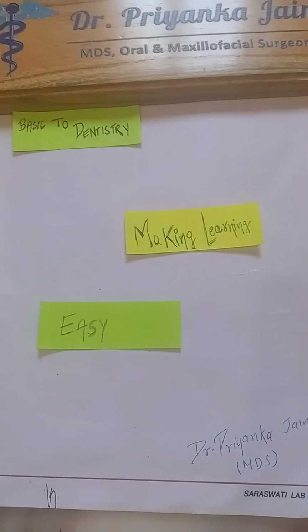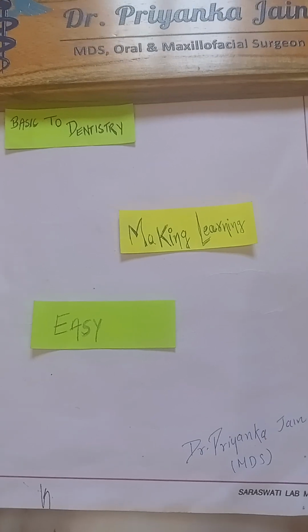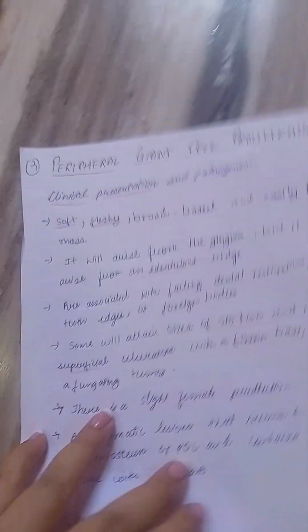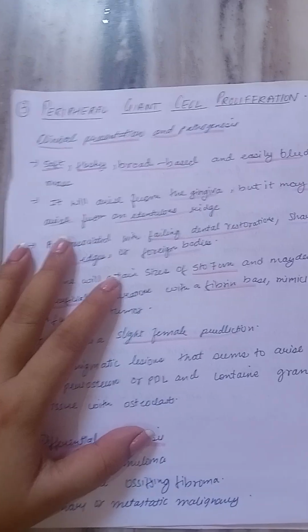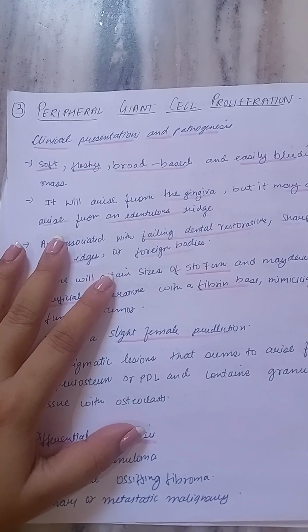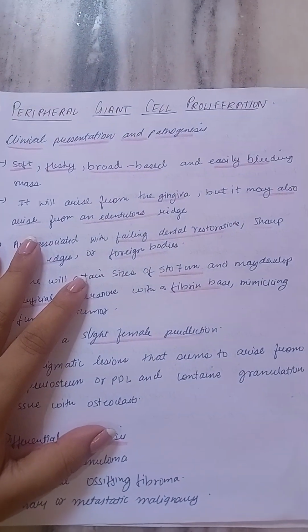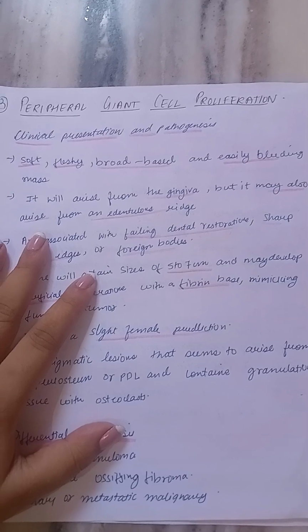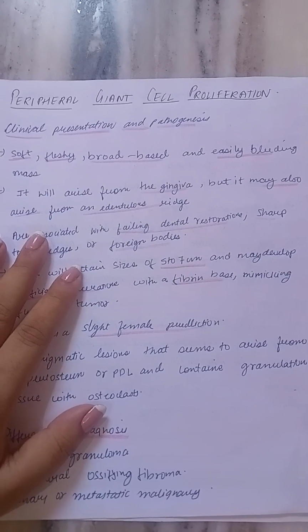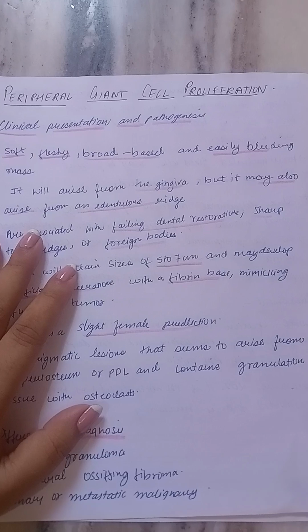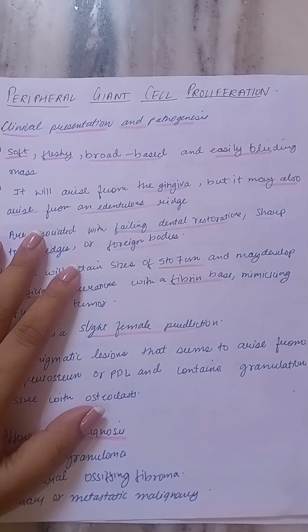So we'll be starting the third, that is peripheral giant cell proliferation. Let's start. Peripheral giant cell proliferation, clinical presentation and pathogenesis. Soft, fleshy, broad-based and easily bleeding mass. It will arise from the gingiva, but it may also arise from edentulous ridge.